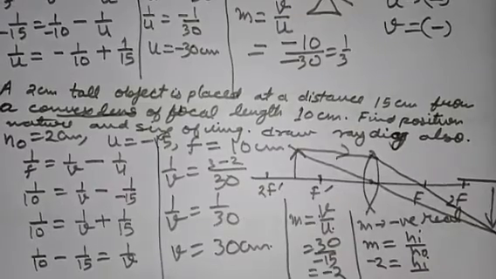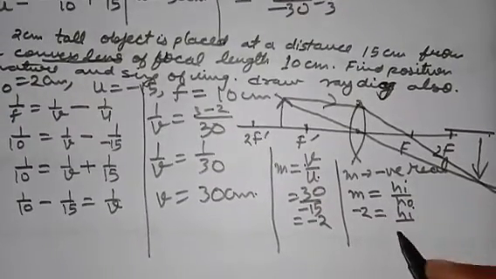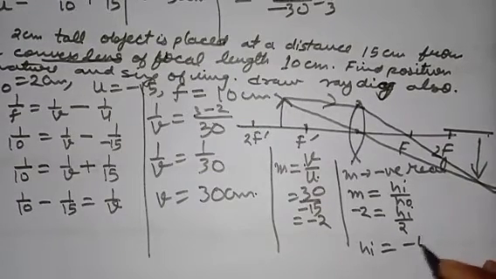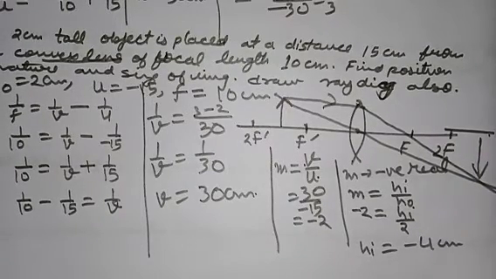Anyway, so h_o is 2. So h_i will be minus 4 centimeter. Minus because it is inverted.